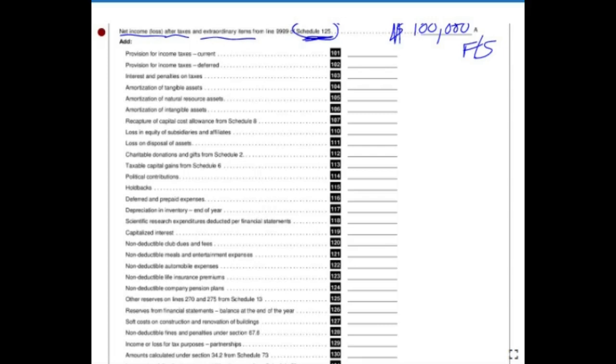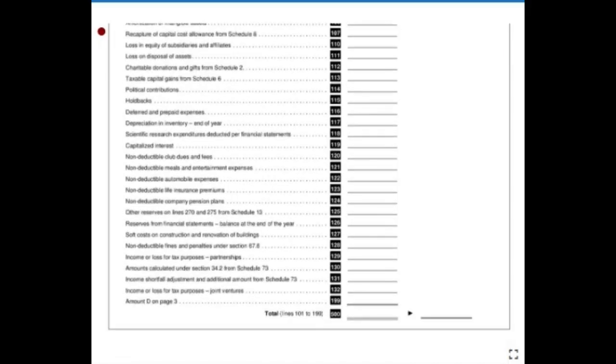Non-deductible club dues and fees, Good Life Fitness, golf membership. That's where you'd add it back. Non-deductible meals, the 50%, whatever it works out to there, all that kind of stuff. If there's expenses that are deemed to be personal, add them back there.